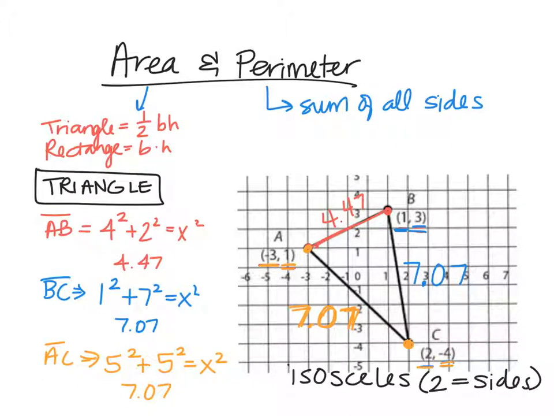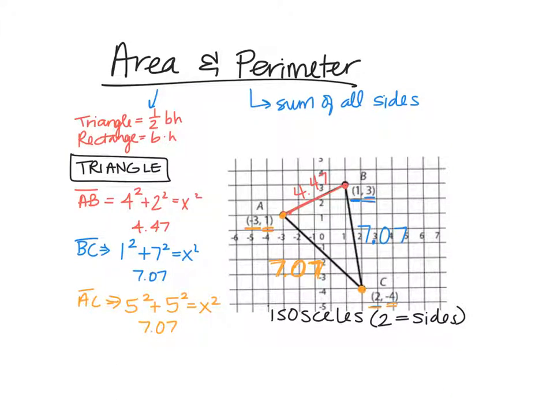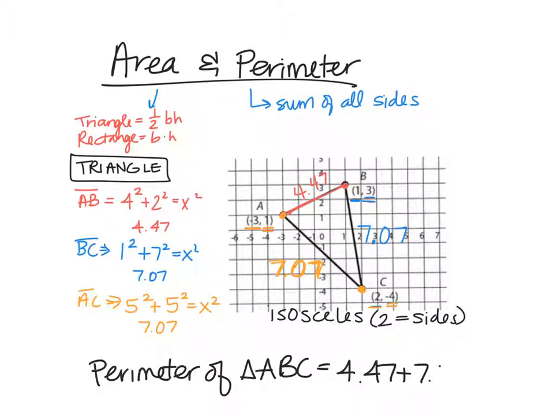And then if we want to find the perimeter, all we have to do is add all the sides together. So the perimeter of triangle ABC is all these sides added together, 4.47 plus 7.07 plus 7.07. And I'm getting something around, remember I should have used that approximate symbol this whole time because I'm rounding, I have something around 18.6. So just remember, to find the perimeter, we have to find all 3 distances and then add them together.